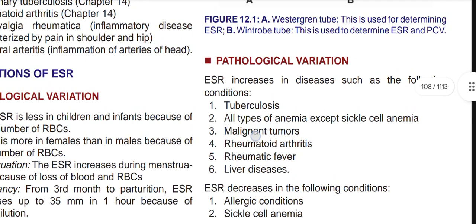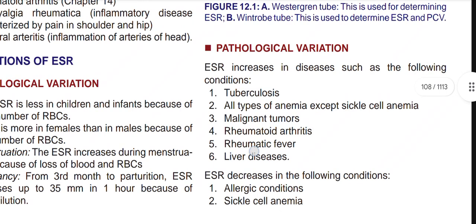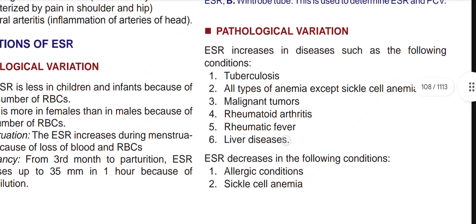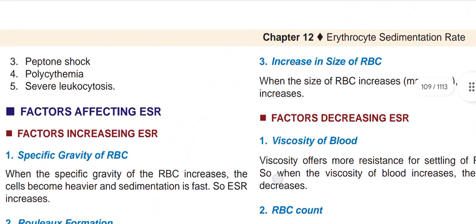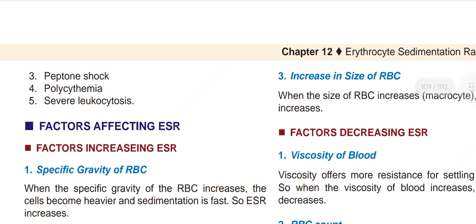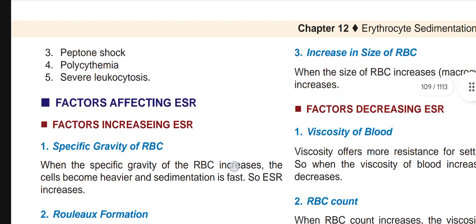Now, the pathological variation. ESR increases in diseases such as the following conditions: tuberculosis, all types of anemia except sickle cell anemia, then malignant tumors, rheumatoid arthritis, rheumatic fever, liver disease. And ESR decreases in the following conditions like allergic conditions and sickle cell anemia, then peptone shock, then polycythemia, then severe leukocytosis. We have discussed polycythemia in a video in great detail. You can see that video also.